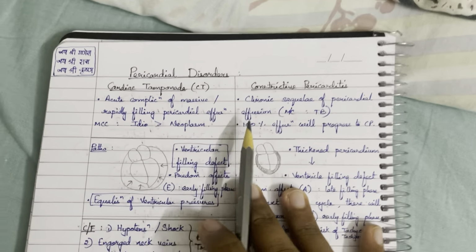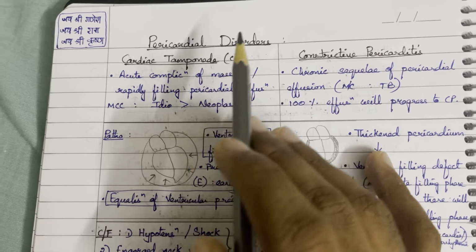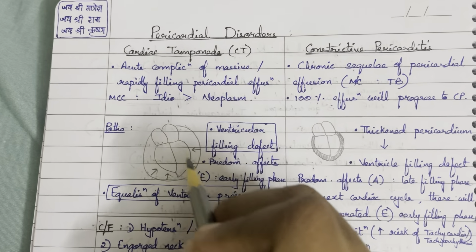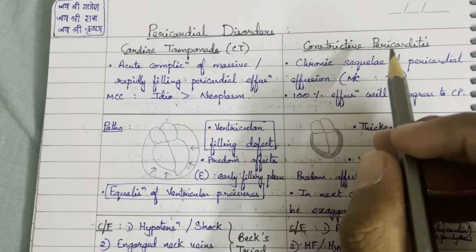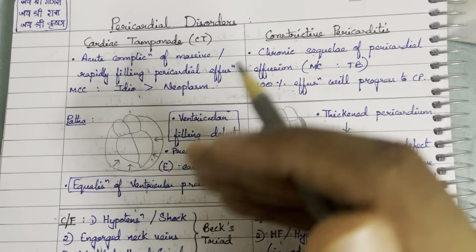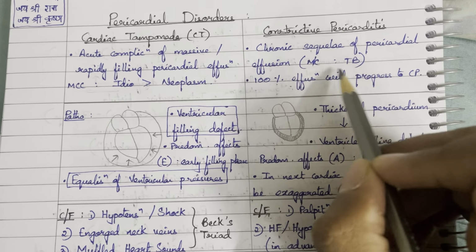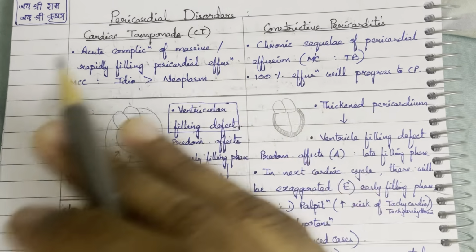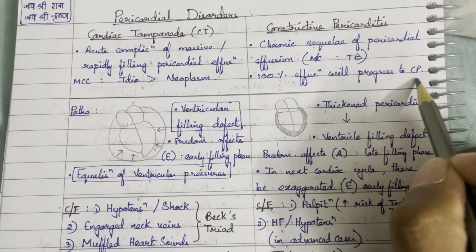Let's start CVS with first describing pericardial disorders. So you have two main disorders: cardiac tamponade, which is acute. So you have massive or rapidly filling pericardial effusion. In constrictive pericarditis, it is a chronic sequela of pericardial effusion, most commonly because of tuberculosis. Okay, 100% of all effusions will progress over a chronic period into constrictive pericarditis.